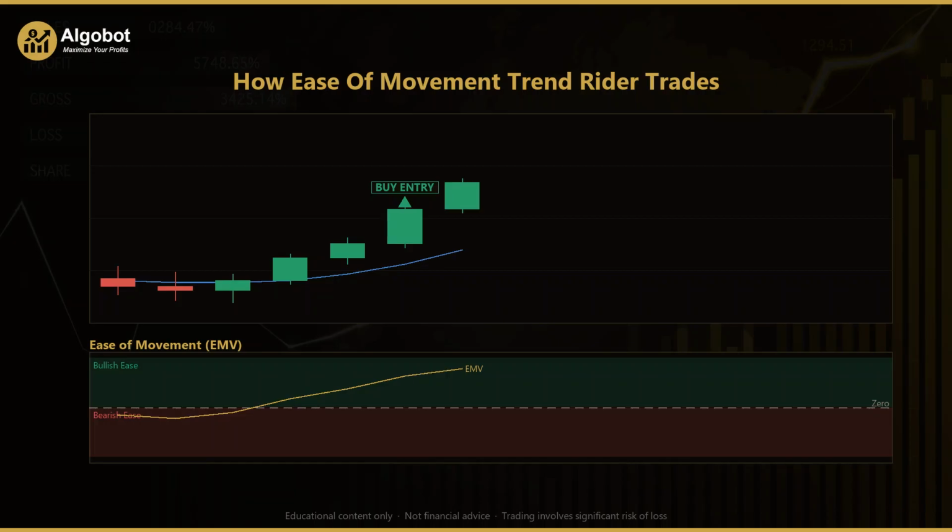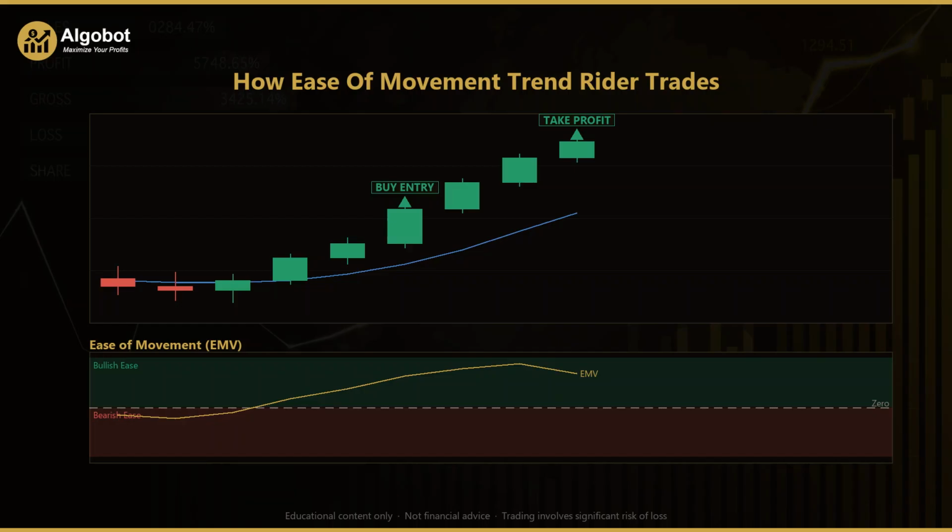The decisive moment arrives at the breakout candle. This bar pushes up strongly and closes above the highest high of the prior 12 bars, completing the structure condition. It's a bullish bar, the trend is up, and ease of movement is positive and rising. All three conditions agree, and the buy entry marker appears. Notice how the entry isn't at the very bottom. The strategy deliberately waits for confirmation before committing, trading a little of the early move for a lot more certainty.